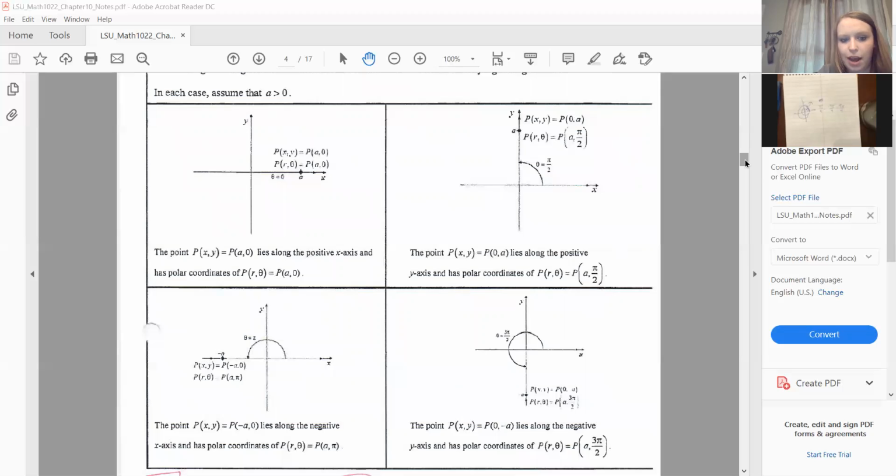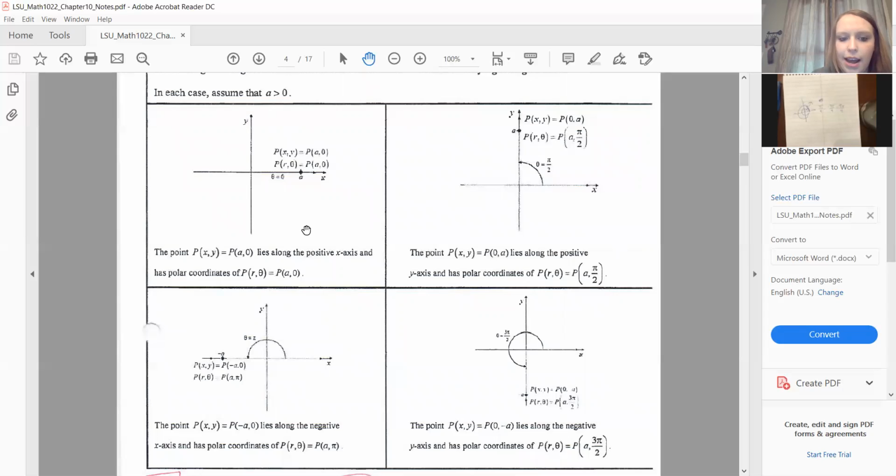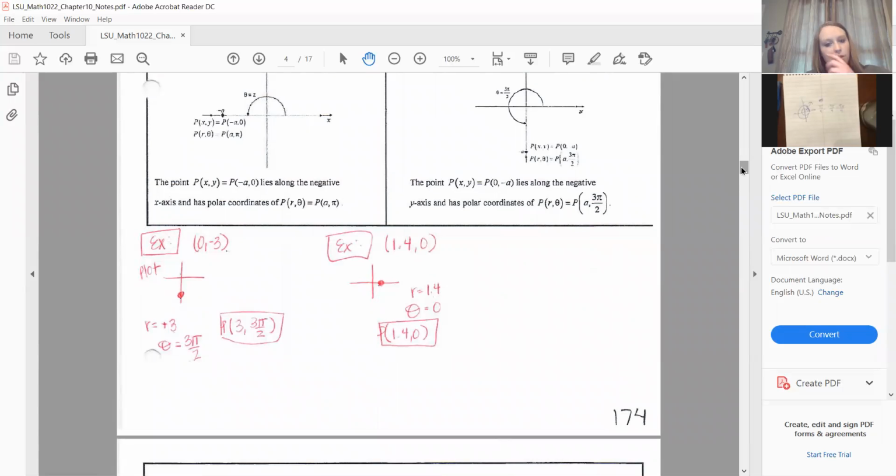What happens when y is 0 versus when x is 0, and so forth when it's negative. When a is positive it's up here, when a is negative it's down here. Okay, so I did 2 examples. First, when x is 0, then when y is 0. So first, plot it. Think about where it is. 0 and negative 3 is down here, right?